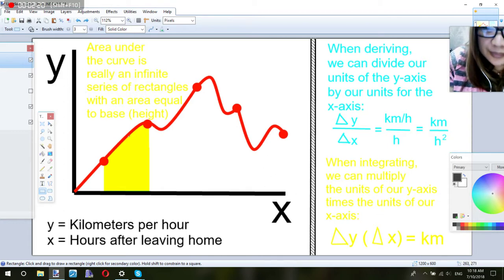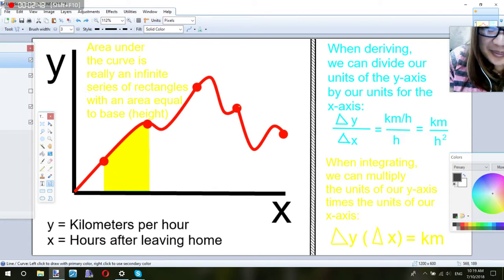Now if each of these rectangles is infinitely small, then I'll get closer and closer to the actual area. So if I make these rectangles even smaller, I'm closer to getting the full area of that space. If they're infinitely small, then I'll just be drawing a series of lines instead of rectangles, which will give me the perfect area underneath the curve without any error.